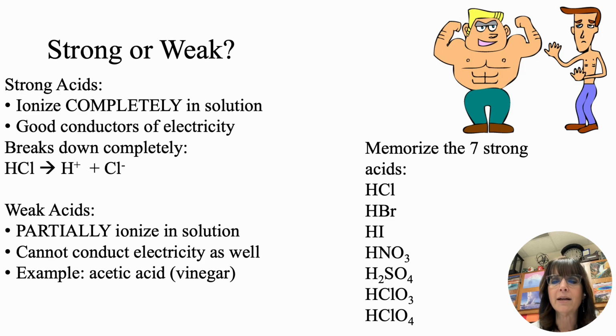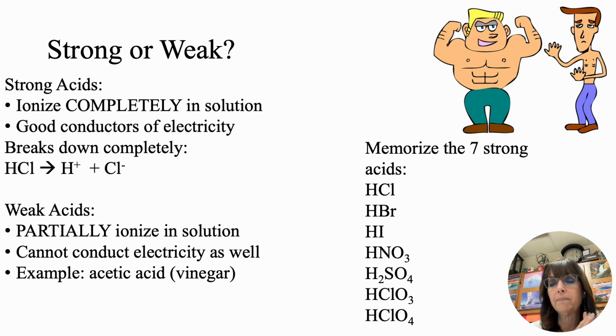You must memorize these 7 acids that are strong. You have to, okay? Now, HCl, HBr, and HI are all in the same column in the periodic table. HF is not a strong acid because H and F are both really, really, really small and they stick together very well. They don't like to break apart. And then the others you just have to memorize.